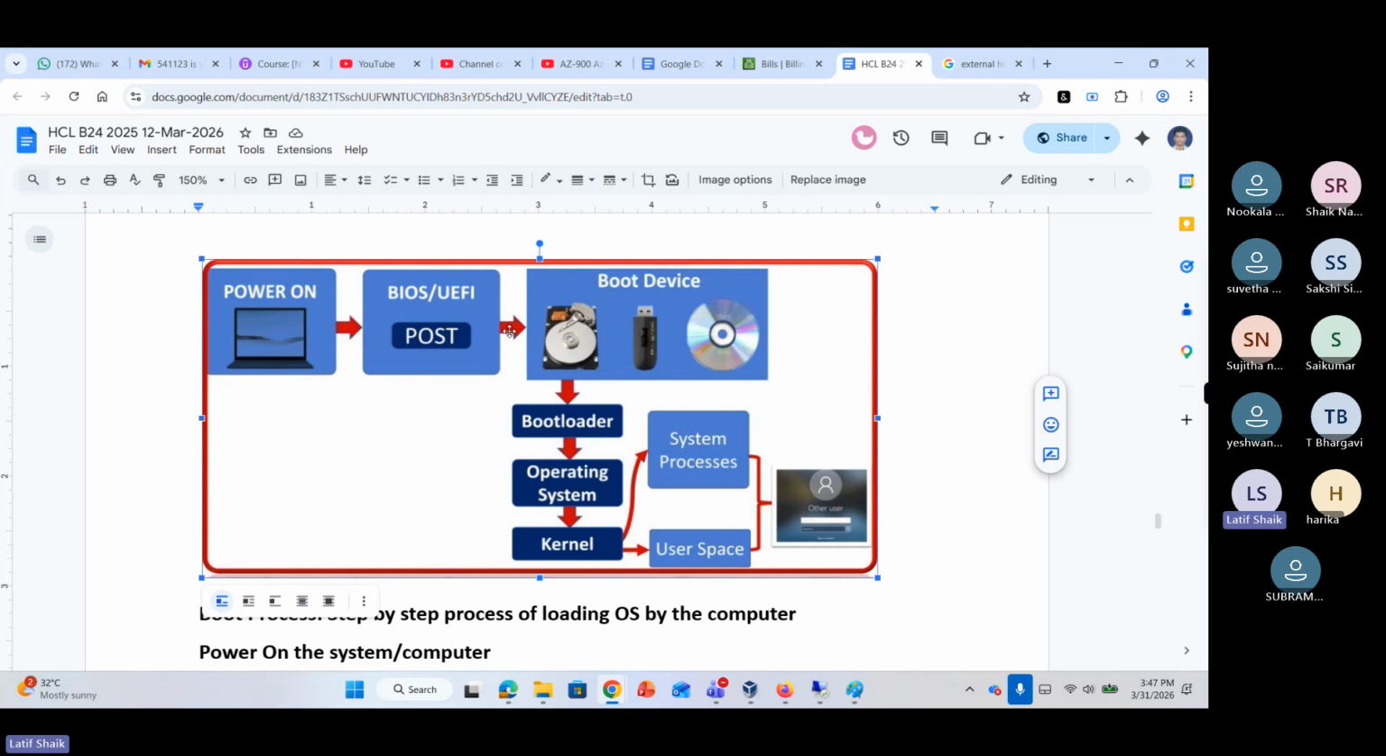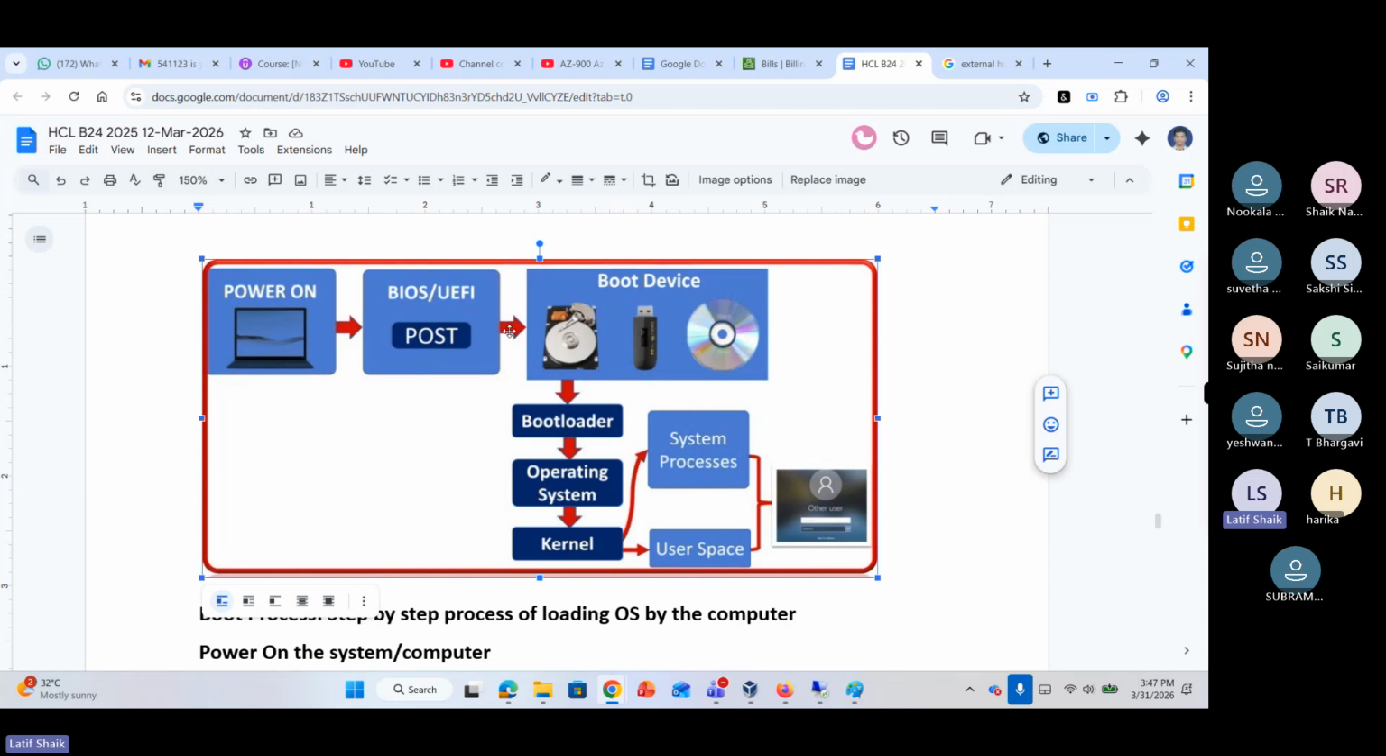Next, find the bootable device, which means the device that contains the OS, like a hard disk. This OS device contains a bootloader file. This bootloader file will tell you where the OS is and the OS is loaded. In the OS, the kernel is loaded first, then the OS-related shell will be loaded.